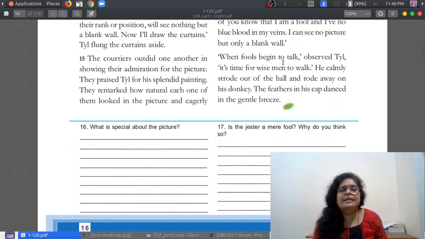When fools begin to talk absurdity, it's time for wise men to walk. He calmly strode out of the hall and rode away on his donkey. The feathers in his cap danced in the gentle breeze. When fools begin to talk, it's time for wise men to walk.